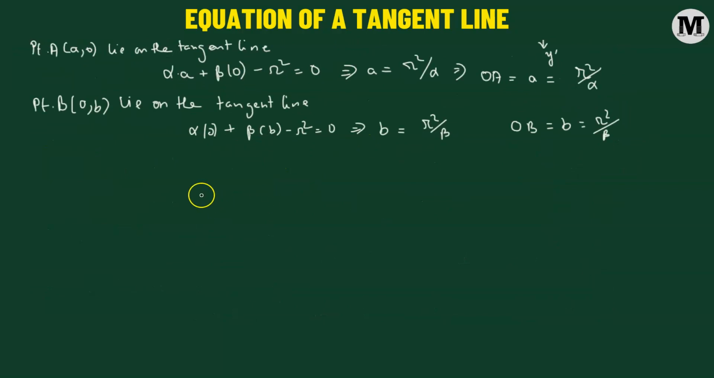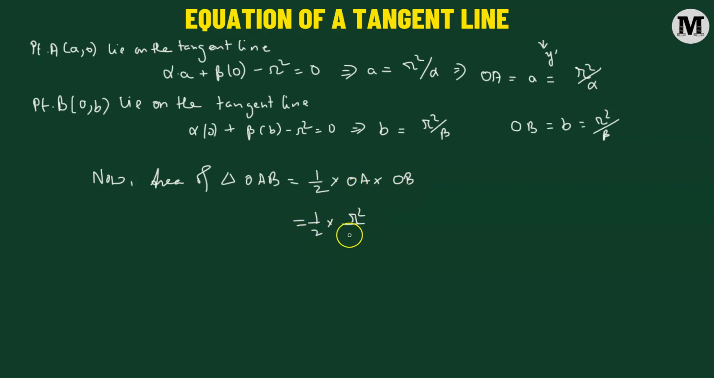So let's do that. The area of triangle OAB will be given by half multiplied by the x-intercept OA times the y-intercept OB. So we have half times r squared over alpha multiplied by OB, which has the value r squared over beta. Our result comes out to be r raised to the power of 4 divided by 2 times alpha times beta. So this is going to be the area of the triangle OAB.